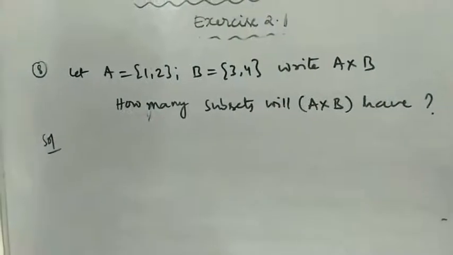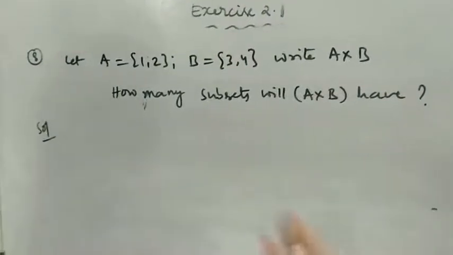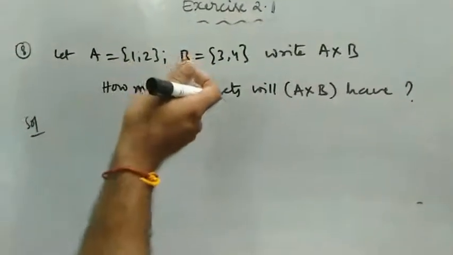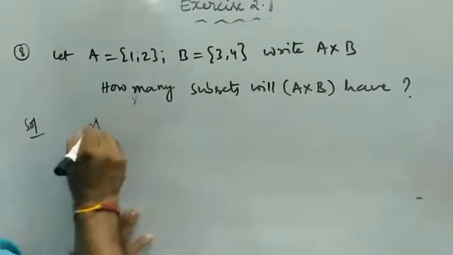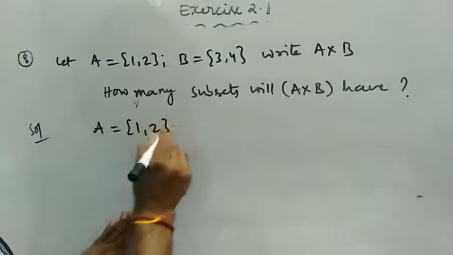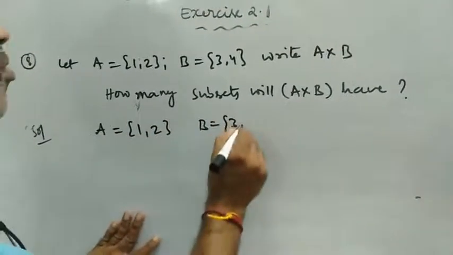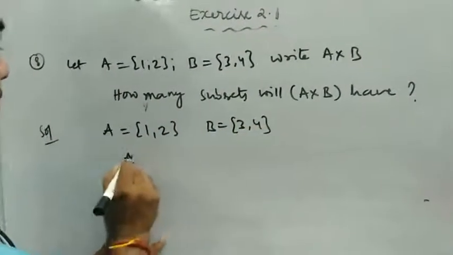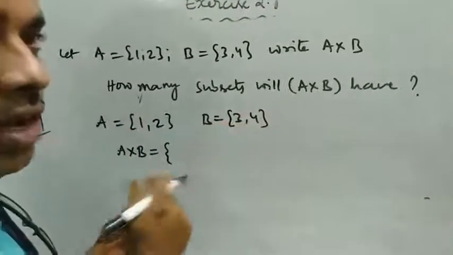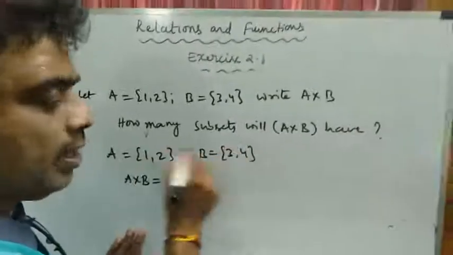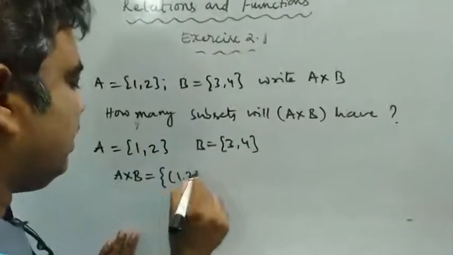Now see problem number 8. Given two sets A = {1, 2} and B = {3, 4}, we have to write A cross B. A is {1, 2} and B is {3, 4}. A cross B is the set of ordered pairs with 4 elements, since 2 times 2 is 4.